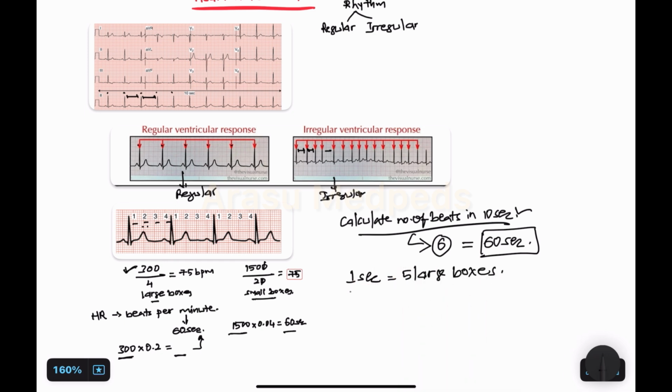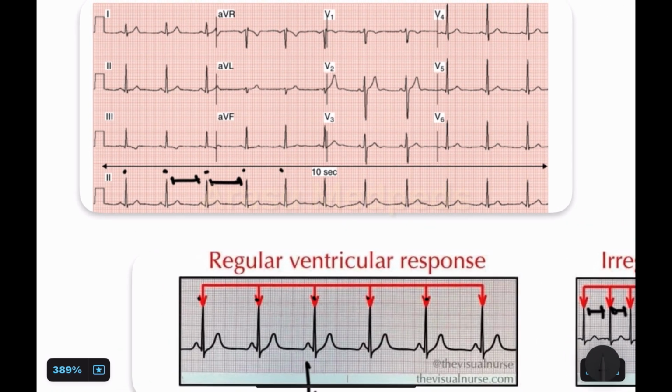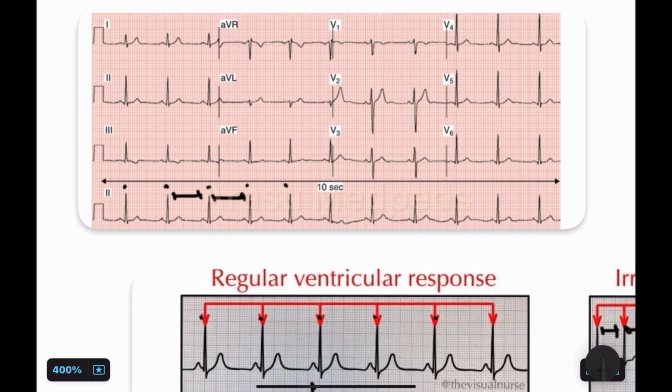So now we want it for 10 seconds, right? So it will be 50 large boxes in the ECG paper. So what we have to do? We have to count the number of QRS complexes in these 50 large boxes. That will give us the number of beats for 10 seconds. You can observe it here.